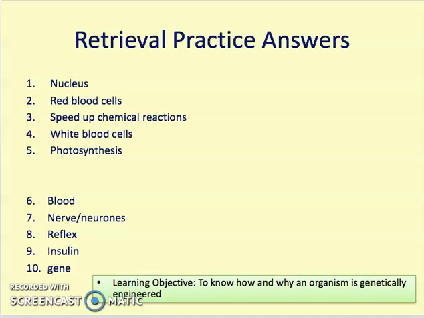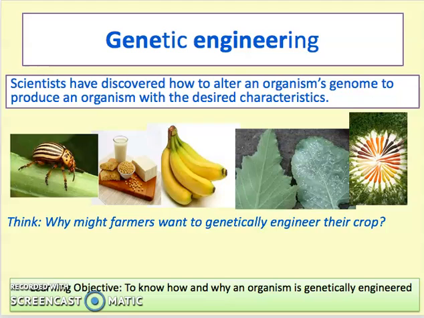Okay, so today's lesson. We are going to find out how and why an organism is genetically engineered. So there's your definition. I would write that down into your book or onto a piece of paper. Genetic engineering is when a scientist alters an organism's genome to produce an organism with desirable characteristics.